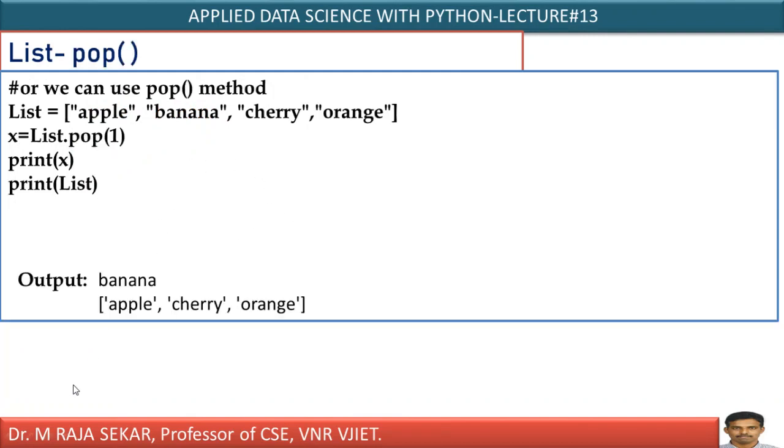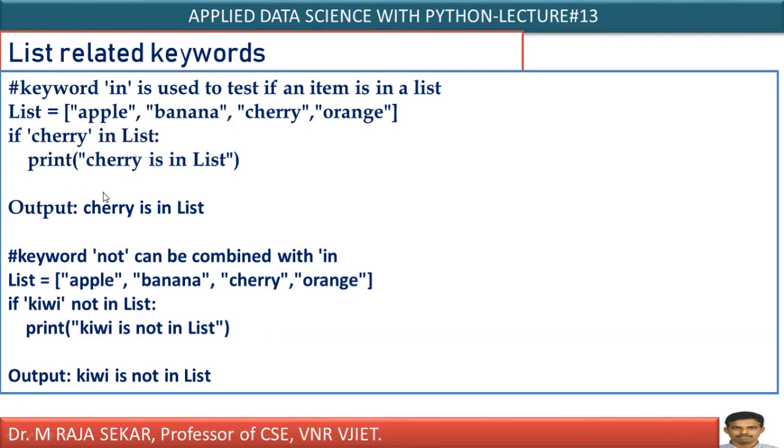Again, there is a method or function known as pop, which will remove an element. It will return pop of 1. Pop of 1 means this is 0, this is 1. Pop of 1 means this banana will be returned. If that return value I am storing in X and printing X, what will it print? Banana. Pop will return the value at that particular index. It not only removes that element, it also returns that element. If you want, you can collect it. I am collecting it in X and printing. Again, if I print the list, you cannot see that banana in that particular list after executing the pop function.